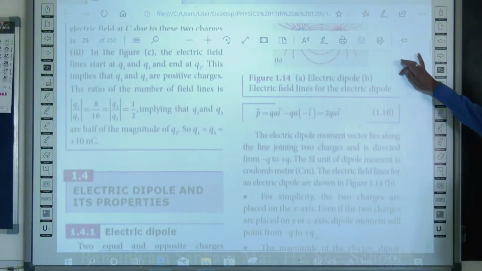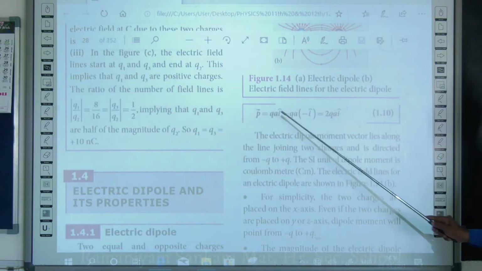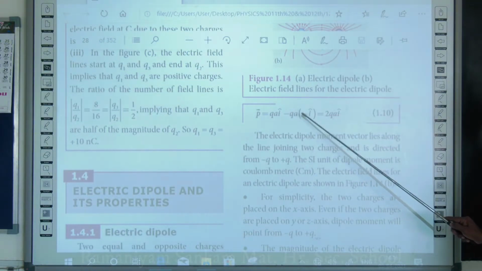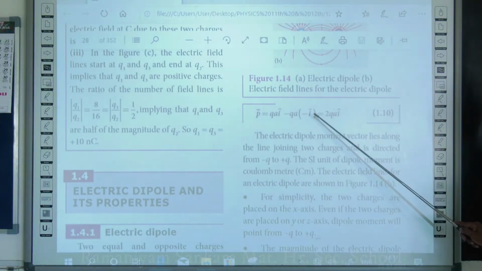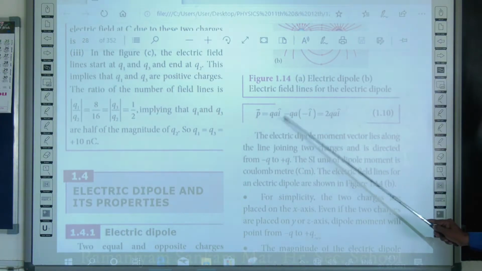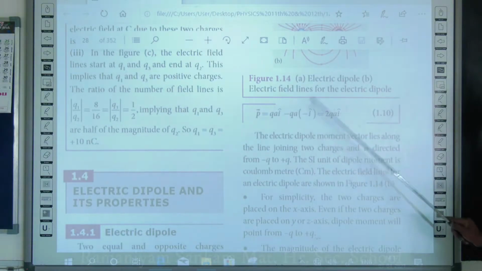Now in terms of distance, what is the formula for electric dipole moment? Charge into distance. So q into a in the i cap direction along the x axis, and for the minus q charge, minus q into a in the negative direction, minus i cap. So minus into minus is plus. Both are along i, so both have the same value: q plus q gives 2q a i cap. Remember, this is the formula for the electric dipole moment, and this is how to prove it.